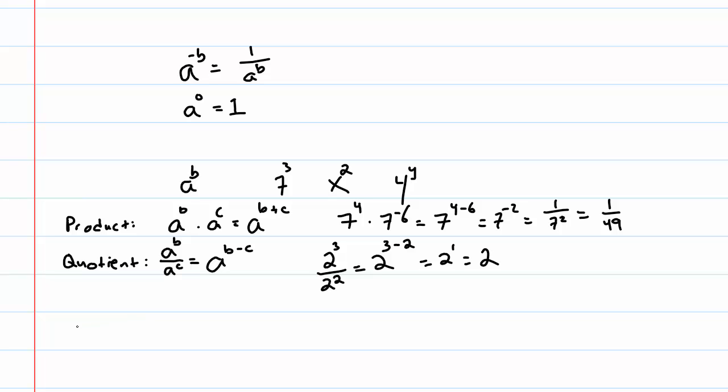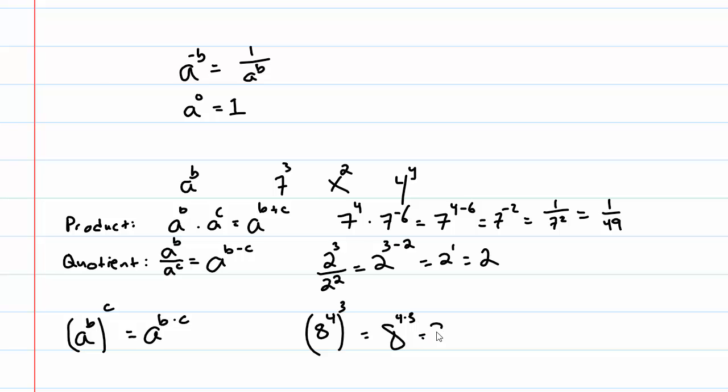Our last rule is if we have a number a raised to the b, but this entire term is now raised to the c power, what we need to do is multiply these exponents, or a to the b times c. As an example, if we have 8 to the fourth power, and we raise that to the third, then we need to multiply these exponents, or 8 to the 4 times 3, which is also 8 to the 12th power.